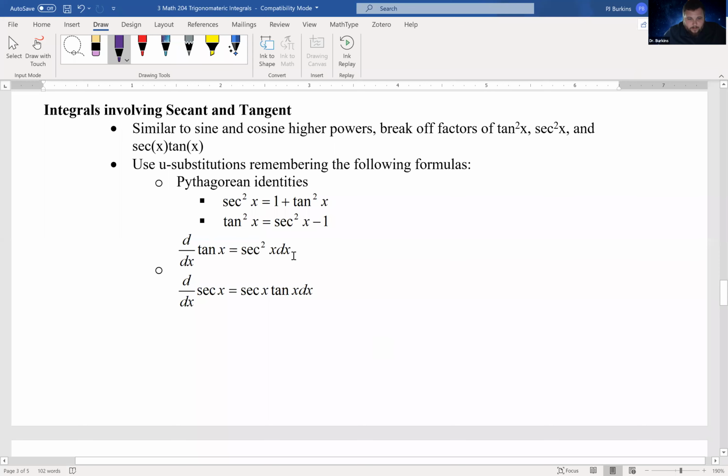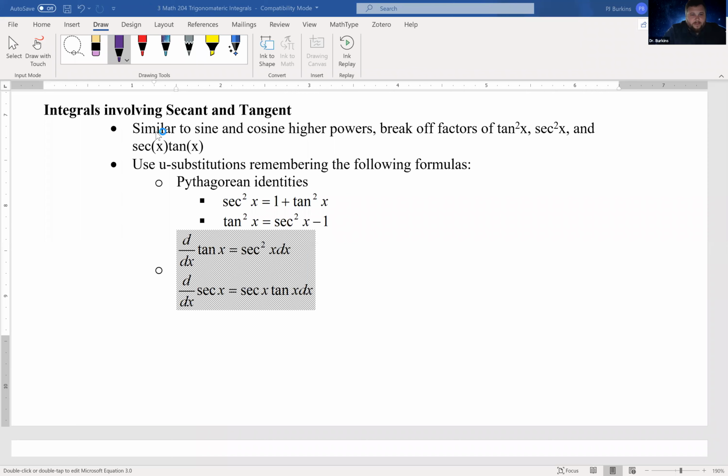And I always forget to save this darn thing after I change it. These should not have dx's. What's this? Don't need that right now. So let me get rid of these. There we go.